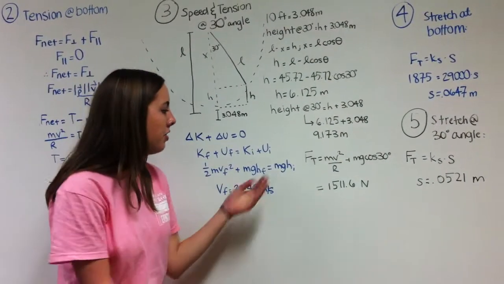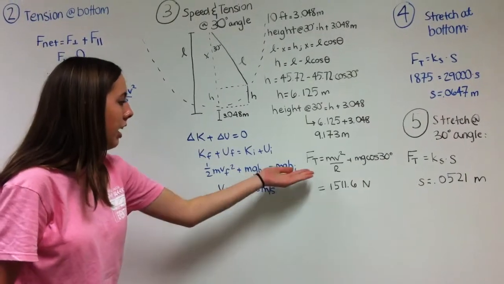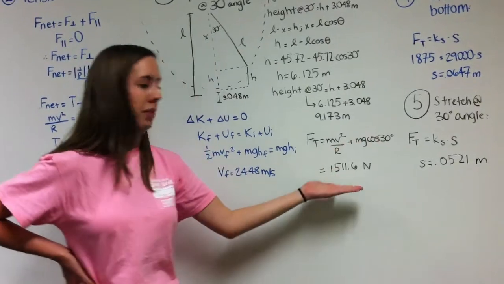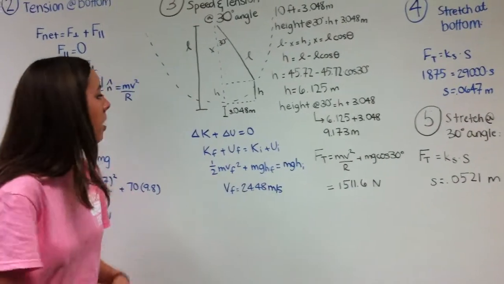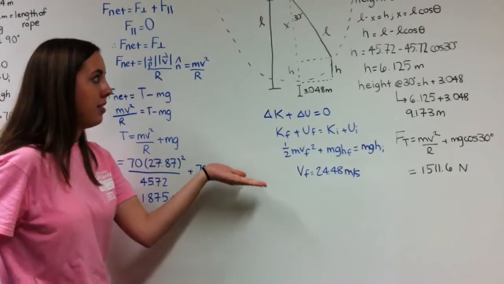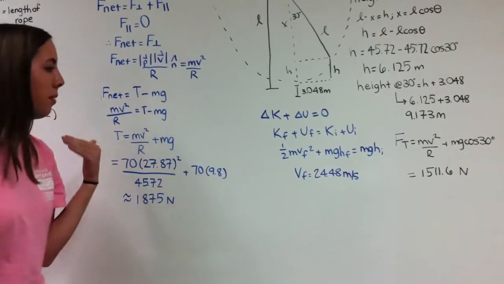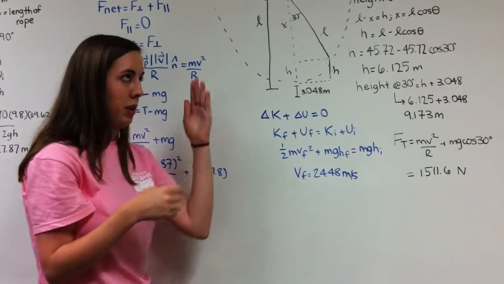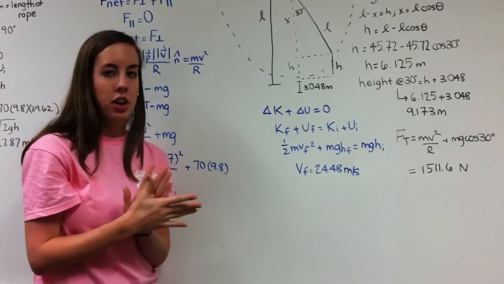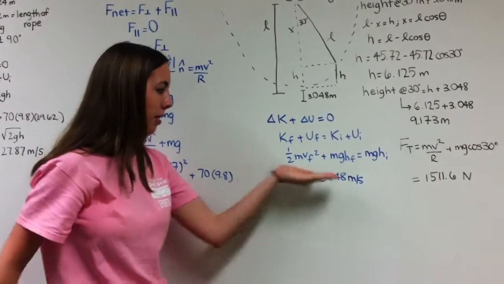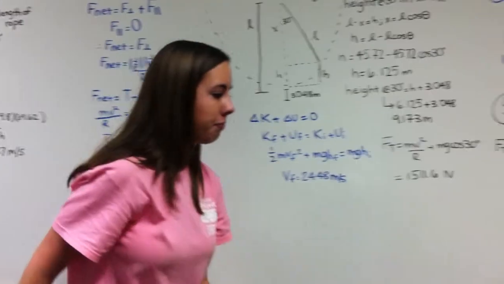So then we applied the tension force yet again, and we found that mv squared over r plus mg cosine 30 is going to be the tension force at 30 degrees. Also, we used the energy principle to find the velocity at 30 degrees. So we did the same thing that we did previously, except this time, since we're still in motion, we have potential final energy, kinetic final energy, and potential initial. So using all that, we found our final velocity.